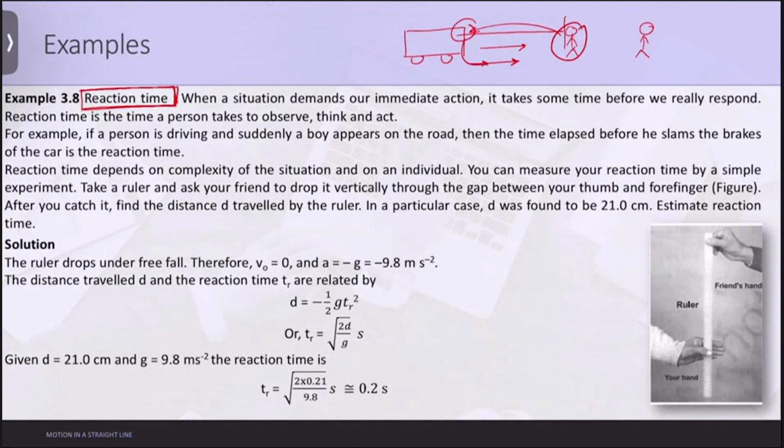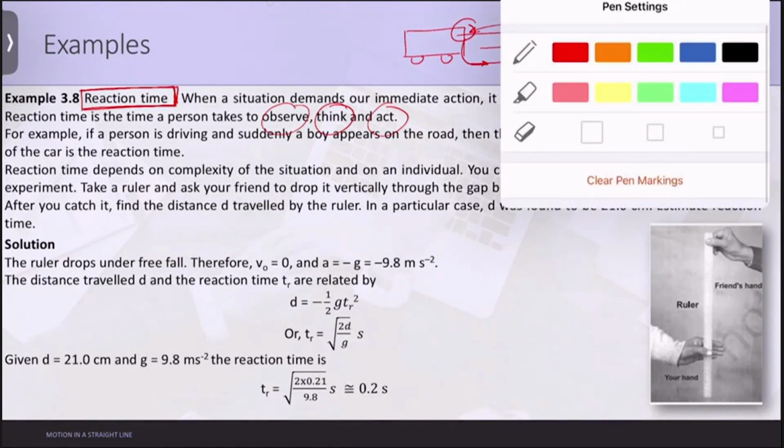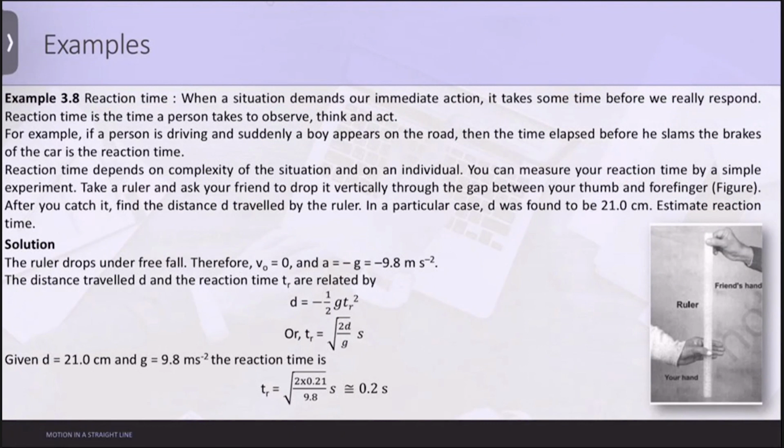If a person is driving and suddenly a boy appears on the road, the time elapsed before he slams the brakes of the car is the reaction time. So you observed the boy, you thought about applying the brakes, and finally you applied the brakes. That complete time you took is called the reaction time. Reaction time depends on the complexity of the situation and on the individual. You can measure reaction time by a simple experiment, and that is the basis of this example.